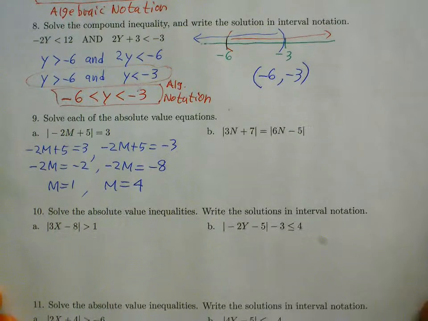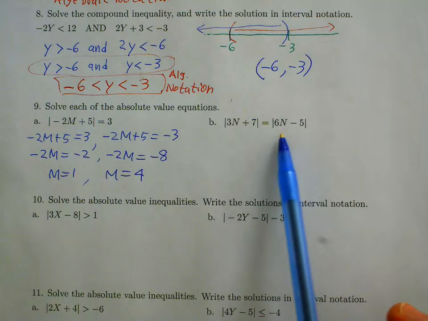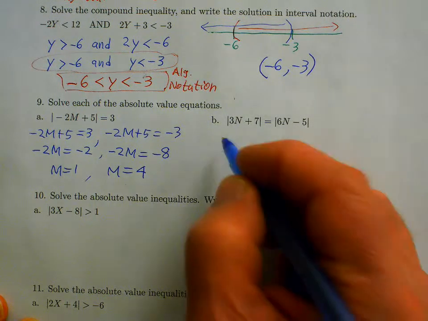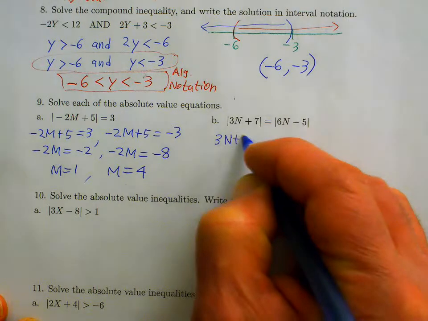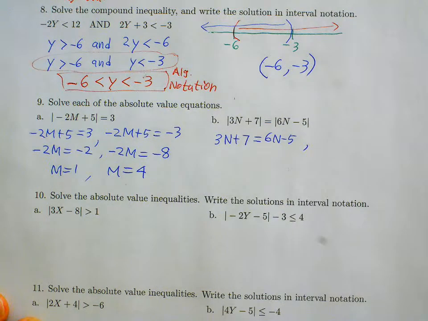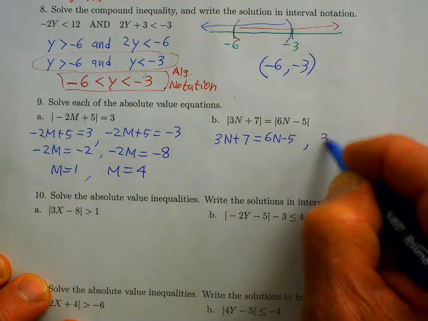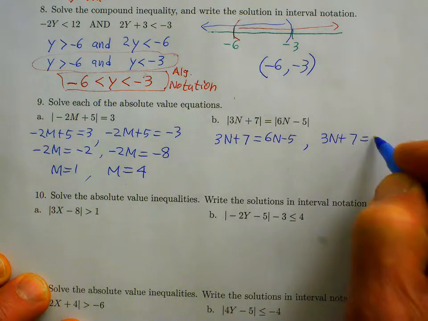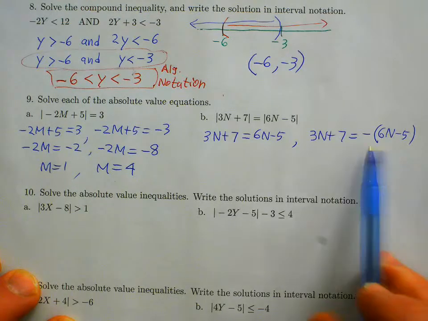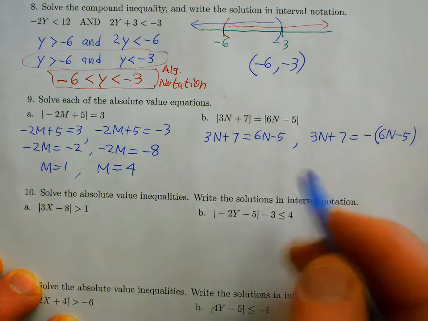The next equation, the absolute value of 3n plus 7 equals the absolute value of 6n minus 5. If the absolute value of two numbers are equal, then the two numbers could be the same number. So in other words, 3n plus 7 could be equal to 6n minus 5. The other possibility is that one of the numbers is the negative of the other. So the other possibility is that 3n plus 7 is equal to the negative of the number 6n minus 5. So notice I put 6n minus 5 in parentheses, and we're taking the negative of the whole number. So we solve each of those for n.